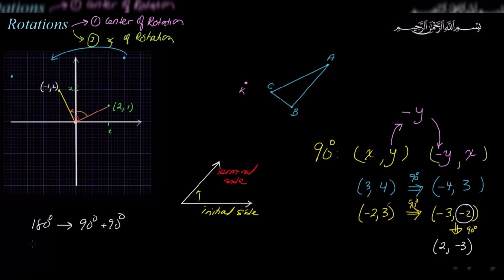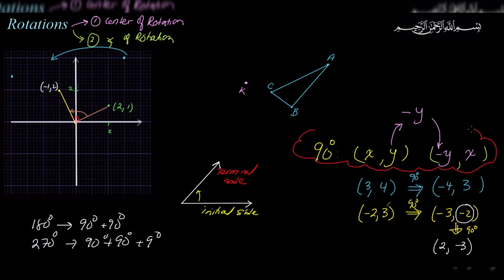Okay, that's pretty easy. Now, if you want to do 270 degrees, that's like rotating 90, then 90, and then 90 again. It's like doing this rotation 3 times. So it's pretty easy to rotate 90 degrees if you remember this particular rule. Anytime you rotate 90 degrees, this is the rule you follow: you first take the y, make it negative and put it in place of x, and then the x will switch into the place of the y.